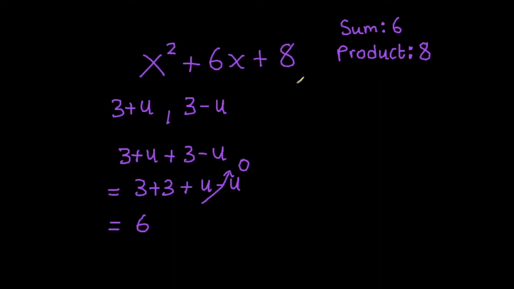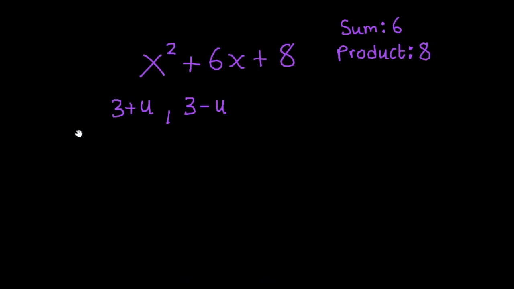We've created two numbers that add up to 6, but we don't know what those two numbers are yet. We're about to figure out what u is, so then we know what those two numbers are. Now, remember, we want their sum to be 6, which is good. We just created those two numbers that have a sum of 6. But we also want their product to be 8. So let's multiply those two numbers. 3 plus u times 3 minus u, and we want that to be equal to 8.